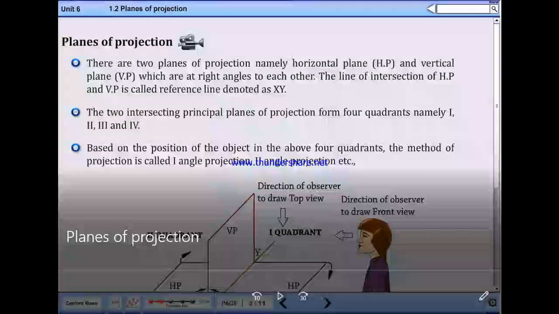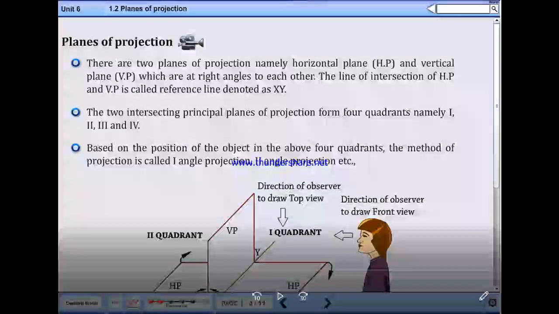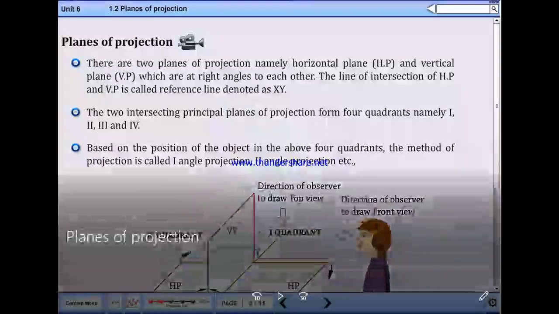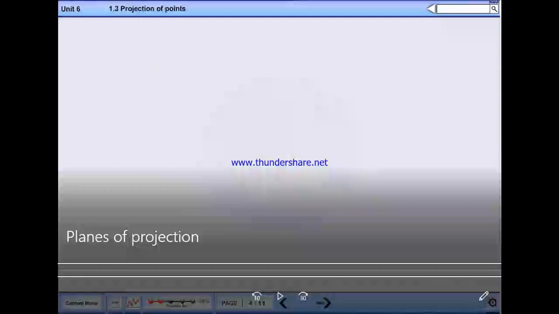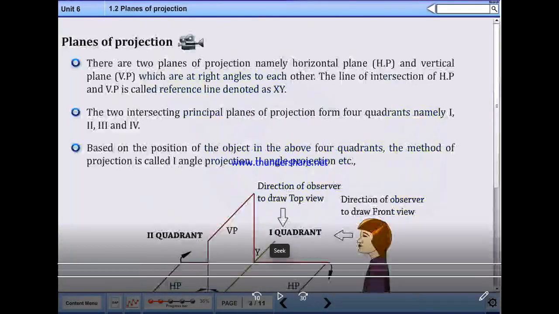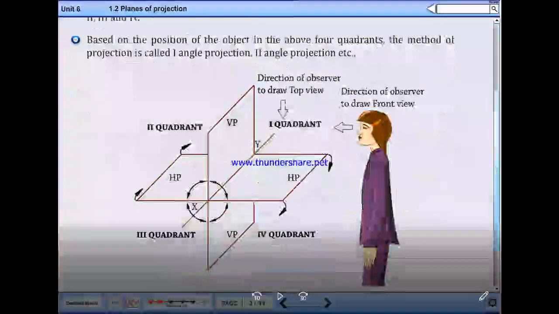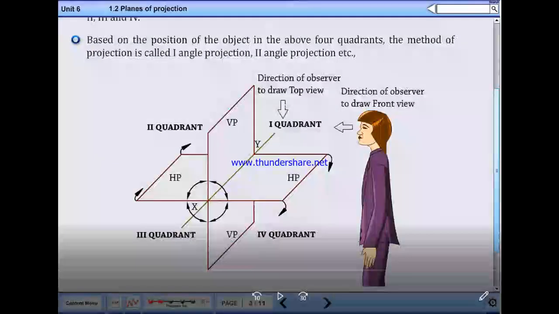The two intersecting principal planes of projection form four quadrants, namely first, second, third, fourth. Based on the position of the object in the above four quadrants, the method of projection is called first angle projection and second angle projection. Please note down all these. And note on this the first and second quadrant, third and fourth quadrant are here also, and the direction of the observer.